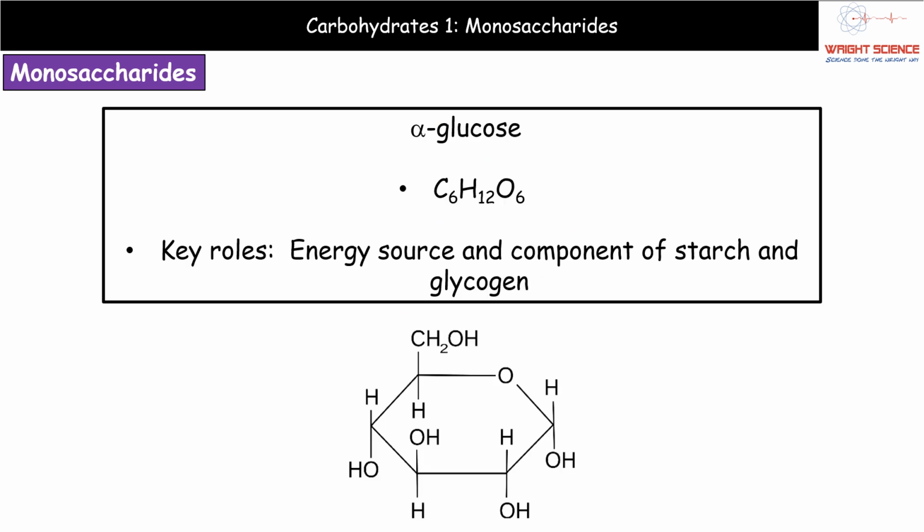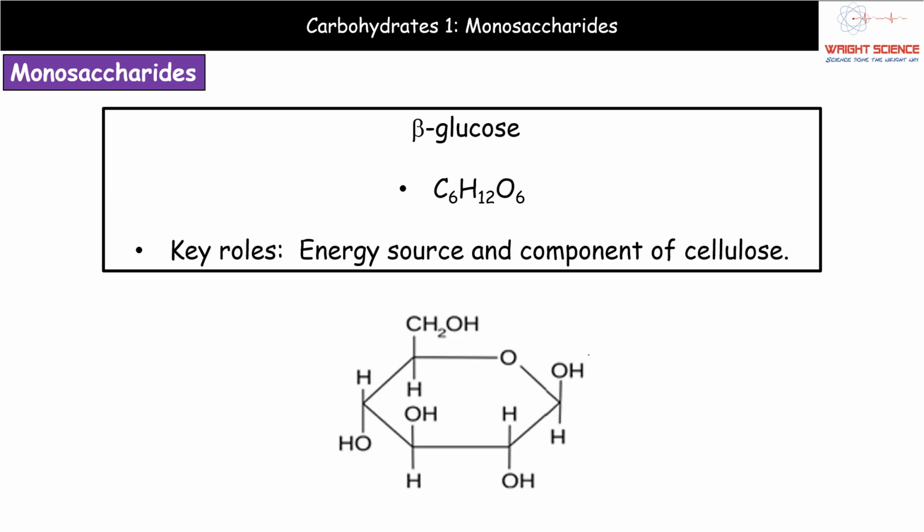So here's our lovely alpha glucose, and we know it's alpha glucose because our hydroxyl on carbon 1 is below the ring. This is going to be one of those key energy sources, and it's also a key component of both starch and glycogen. We're going to get very familiar with alpha glucose as we go further through the course.